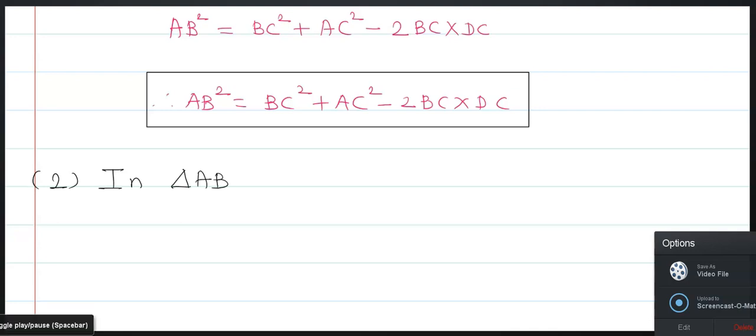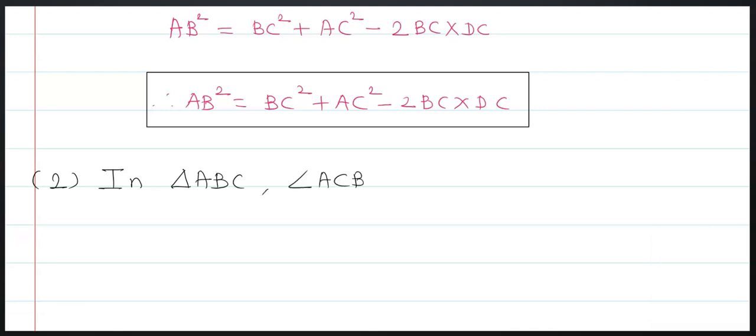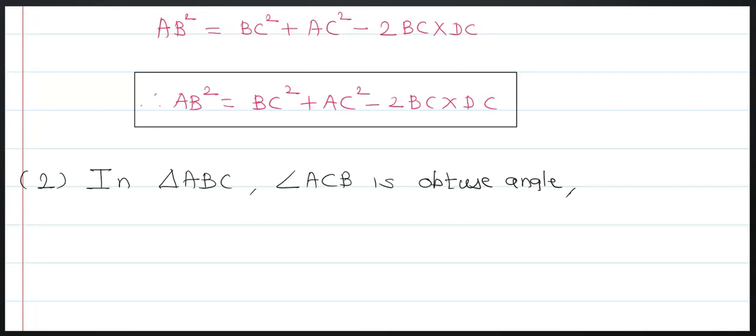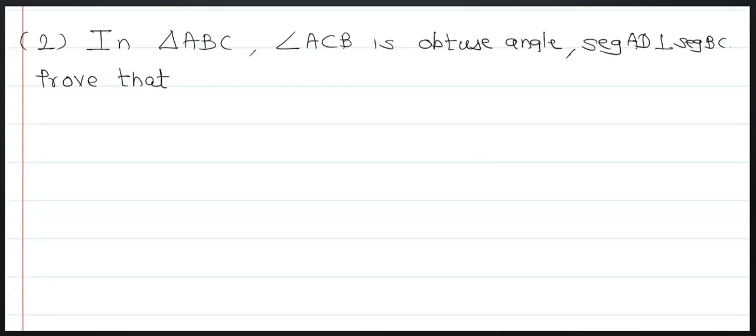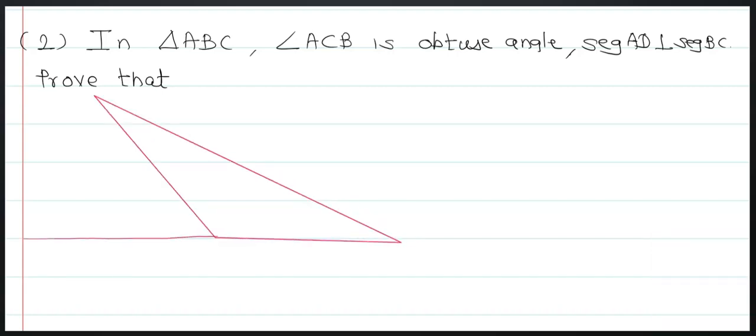Now the next is, in triangle ABC, angle ACB is an obtuse angle. Segment AD is perpendicular to segment BC. Then prove that. Now see this triangle. This is a perpendicular from the vertex A, where BC is produced up to the point D. This is the figure.